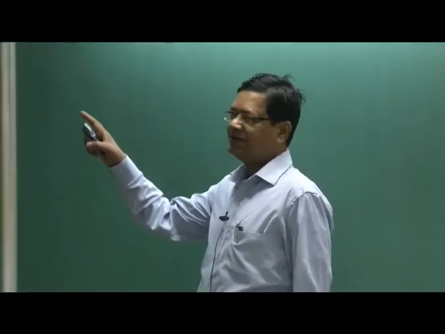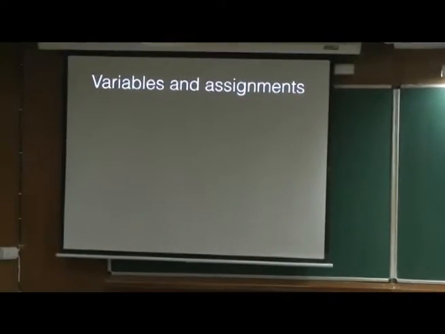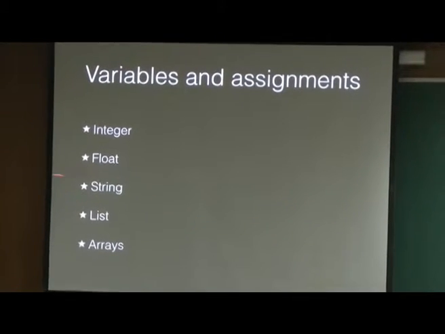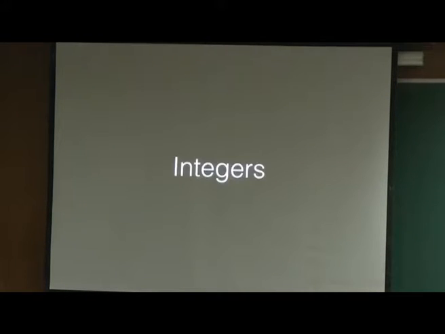I will repeat some of the things which I did last time. So, variables and assignment. Python has 5 types of variables. We will not use much of string and list. So, we will use integer, float and arrays. Now, integers, just a quick recap.